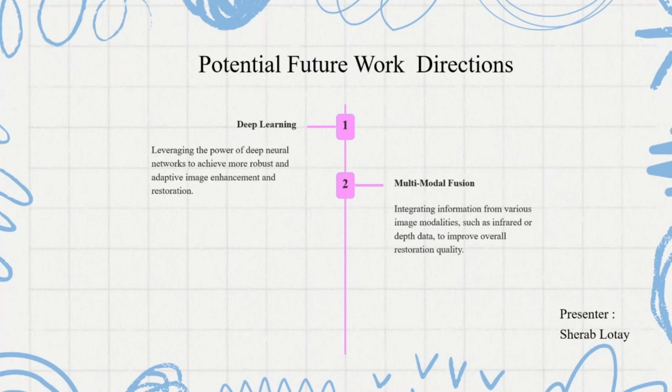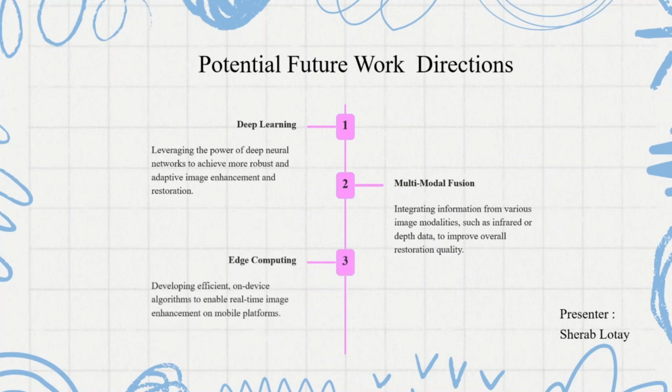Next, multimodal fusion is an exciting frontier. By combining data from various sources like infrared and depth sensors, we can achieve superior restoration quality. This approach leverages different data types to create a comprehensive scene representation, particularly benefiting night vision and medical imaging.